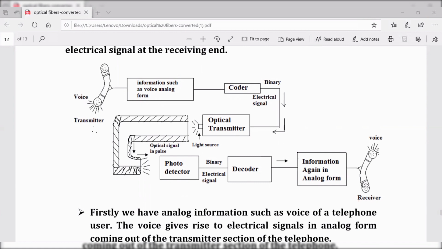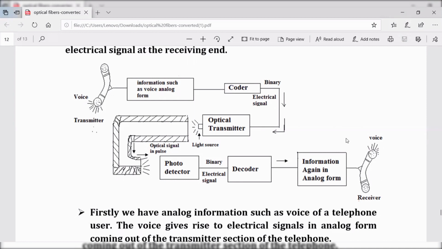So here there is a diagram where you have the voice of a telephone user. There is an electronic system called a coder, and there is an optical transmitter, maybe an LED. Then you have the optical fiber, then a photodetector, a decoder, and the same voice of a telephone user. So this much we can take as the transmitting end, and this much we can take as the receiving end.